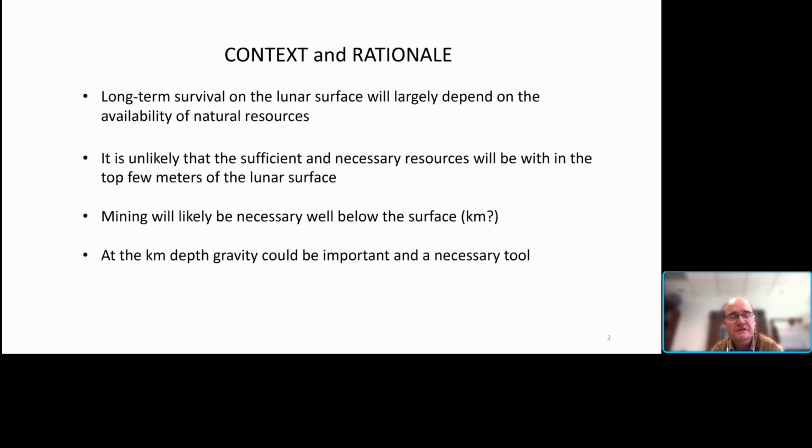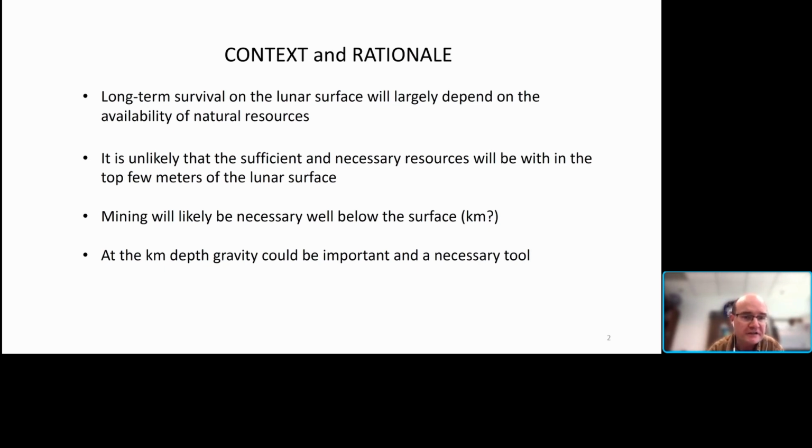So the context and rationale of this research is that we recognize that long-term survival on the lunar surface will largely depend on the availability of natural resources, but it may very well be that it's unlikely that there are sufficient and necessary resources available in the very top few meters of the surface. And in that case, you'll need to look deeper. Things like mining might be necessary. And that gets at to kilometer scales, which are the scales that gravity can inform us. And so therefore gravity could be an important and necessary tool.